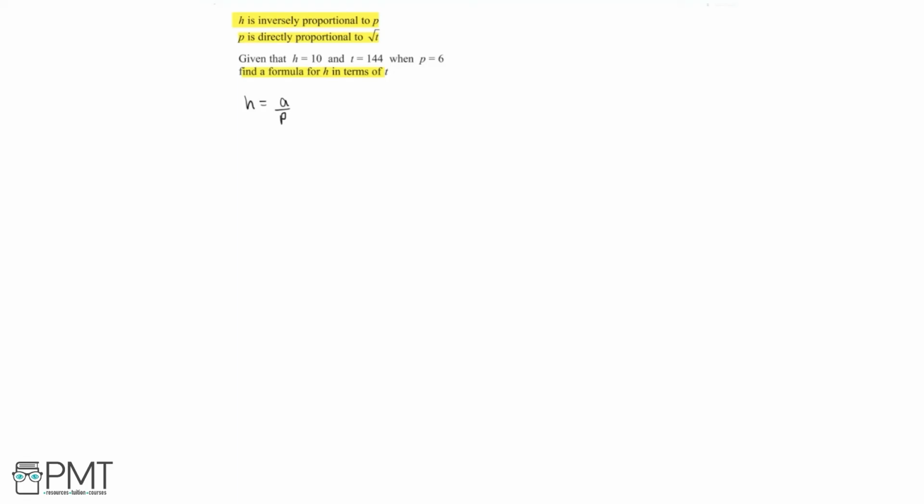Then we're told that p is directly proportional to the square root of t. Now if it's directly proportional, we can say that p is equal to some constant multiplied by root t. And now be careful not to use the same constant for our formula for h and our formula for p, because these two constants are not necessarily the same. So we can say that p is equal to b root t, where our constant is equal to b. Now we want to find these two constants so that we have a formula for h and a formula for p. We'll start by finding the formula for h.